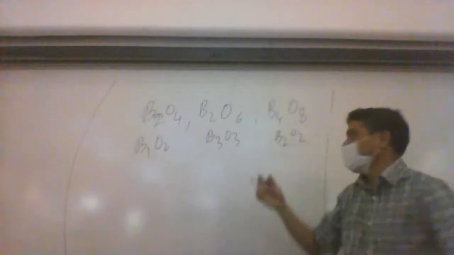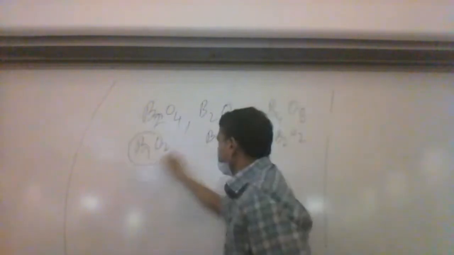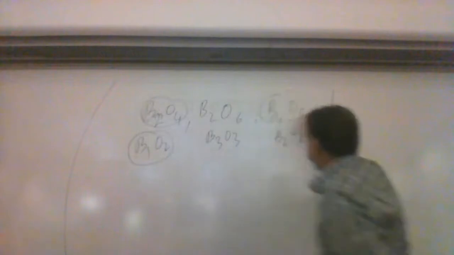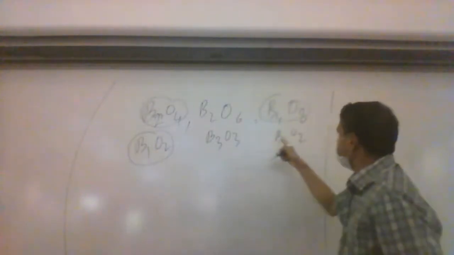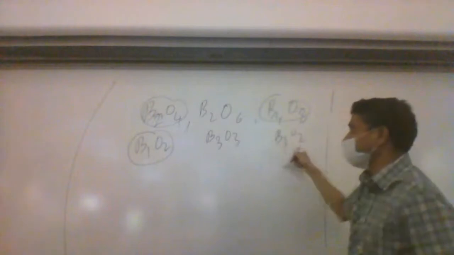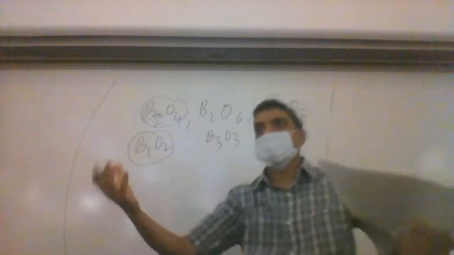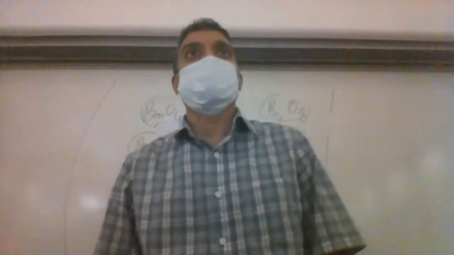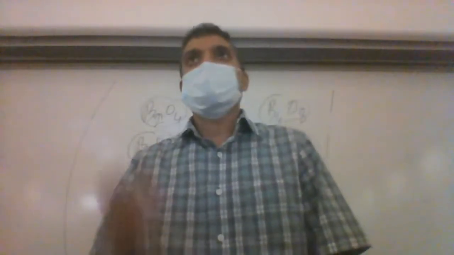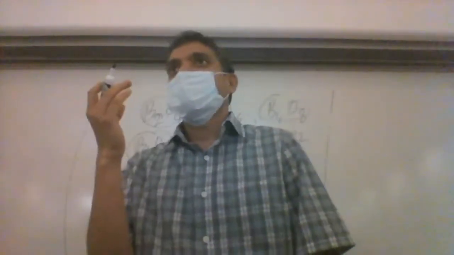So this is the input. Which one is the same? This one and this one have the same ratio. You see that? This is B1, sorry, B1O2. So you just take the smallest number, divide, and if you see the same ratio, that is called the empirical formula, right? So something like this. Make sense?